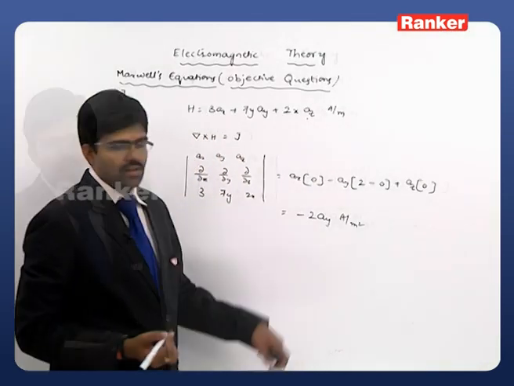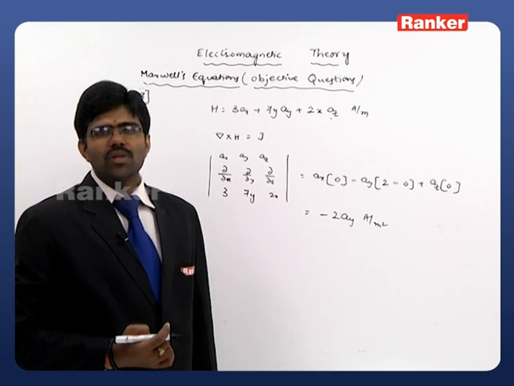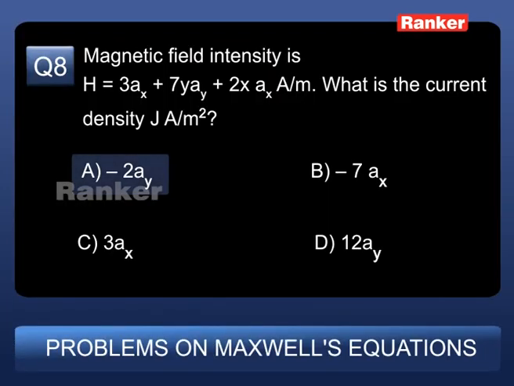Just don't ignore these units. The current density units are ampere per meter square. That minus 2AY answer appears in option A. So clearly option A is the correct answer for this particular bit.